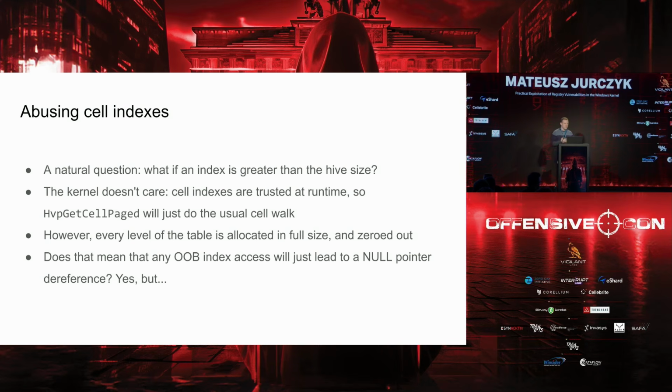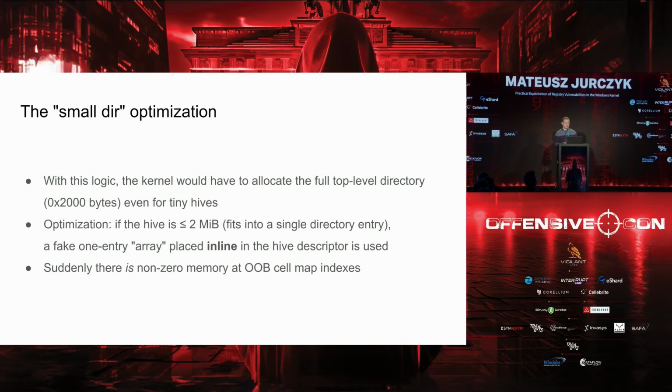However, the problem is that every level of the table is normally allocated in full size, and it's zeroed out after allocation, which means that if we try to use an out-of-bounds cell index, okay, it isn't immediately caught by the code, but we would probably get an instant null pointer dereference when traversing the cell map. And this is indeed true, and it's a bit of a problem for exploitation, but there is one thing that is saving us in this case, and that is the small dir optimization.